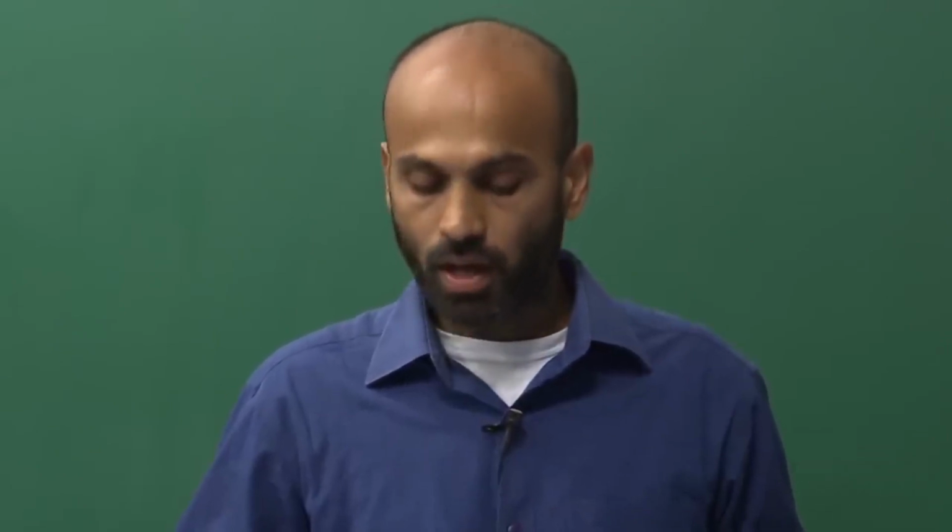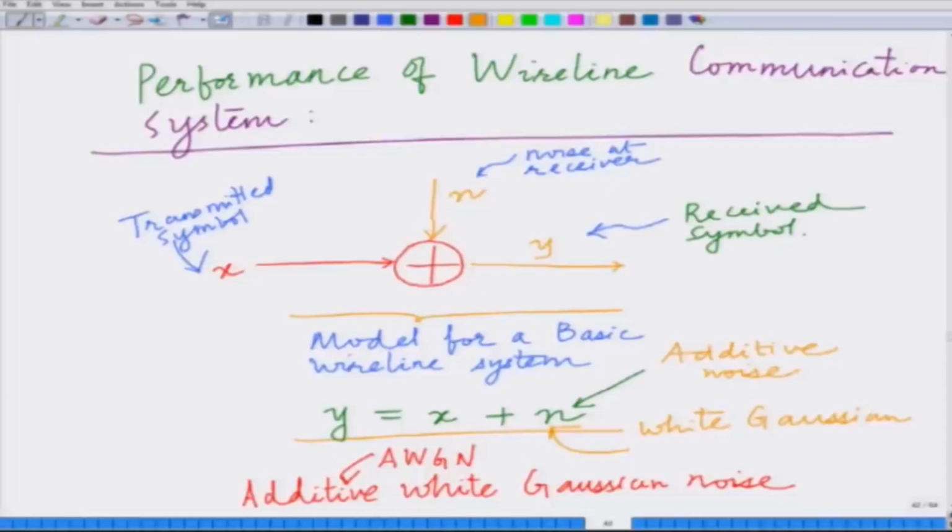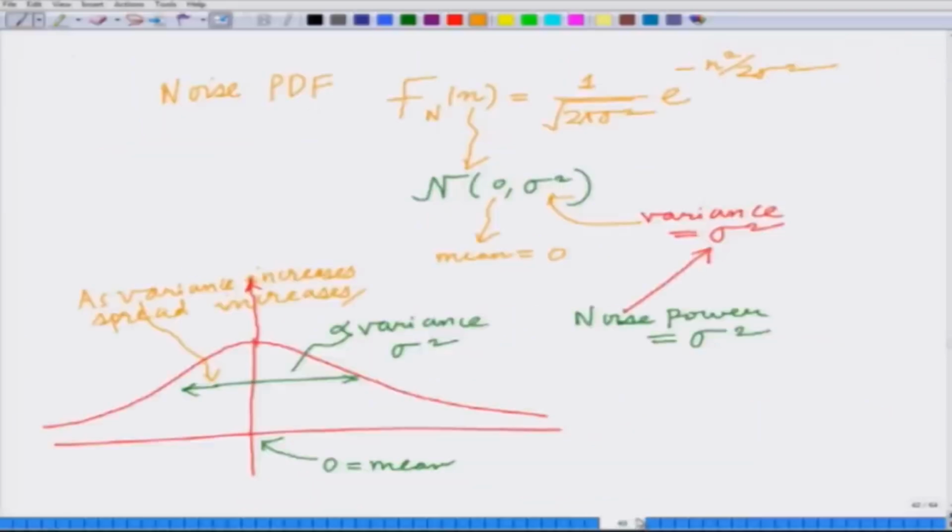As we have seen in the previous module, we are looking at the performance analysis for a basic wireline communication system, which we said can be modeled as an additive white Gaussian noise channel, that is y equals x plus n, where x is the transmitted symbol, y is the received symbol, and the noise n is additive and white Gaussian in nature, with the following probability density function: f of n is 1 over square root of 2 pi sigma square e raised to minus n square by 2 sigma square, where sigma square is the variance or the noise power, and this noise has a 0 mean.